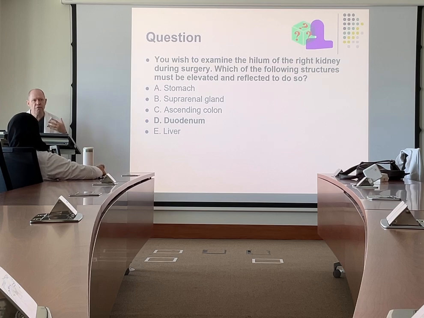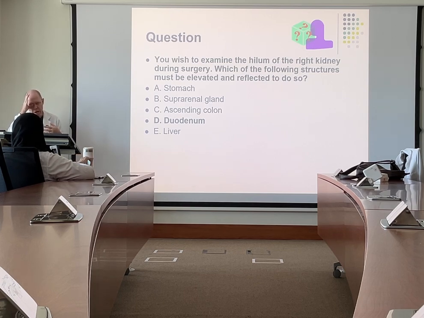So what do we have on the right side? The liver, on the top. On the top we have the suprarenal gland. We have the liver. We have the second part of the duodenum, the descending part, and the third part, the horizontal part of the duodenum, and we have underneath what? Something else? The colon, right?